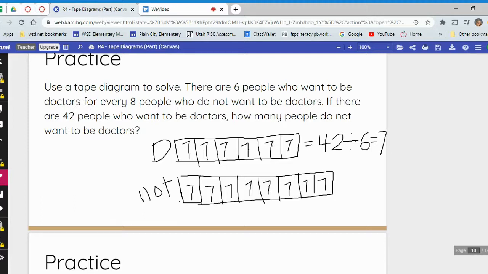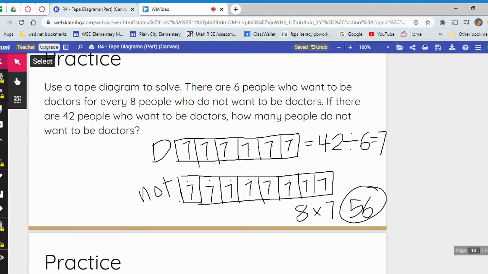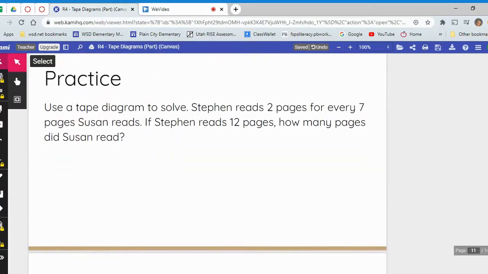Okay, so how many people do not want to be doctors? Well, there are 1, 2, 3, 4, 5, 6, 7, 8 sections. 8 times 7 is 56. So 56 do not want to be doctors. So hopefully that's what you found. All right, go ahead and try this one and press play when you're ready.